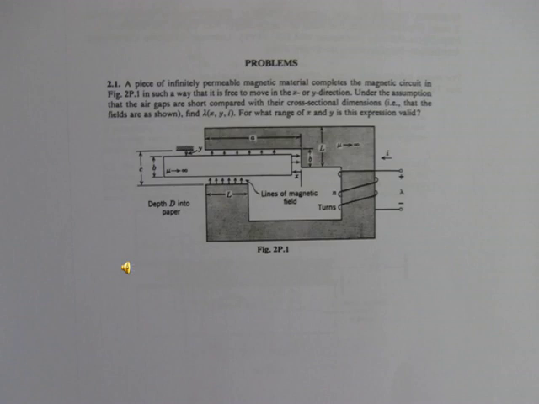In this case we see an electromagnet. The coil has N turns, and the plunger is moving. The plunger can move along the horizontal axis as well as the vertical axis. The dimensions are given, so in this diagram you can see the dimensions and the direction of the magnetic field lines. We have to calculate the range of x and y.